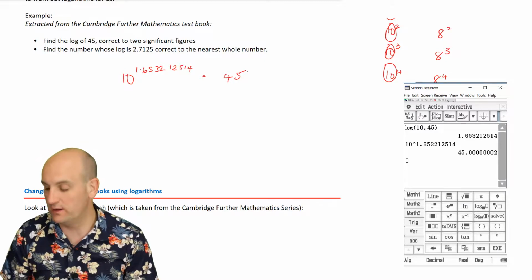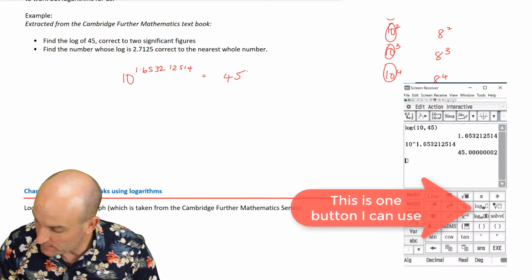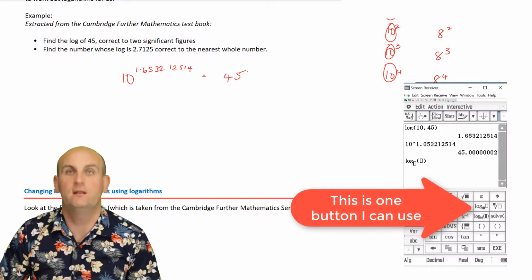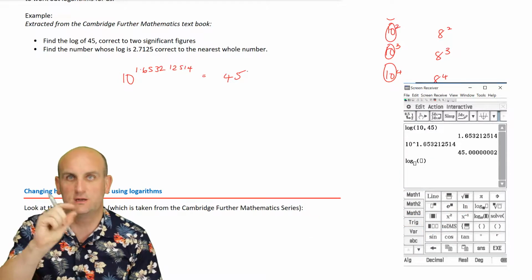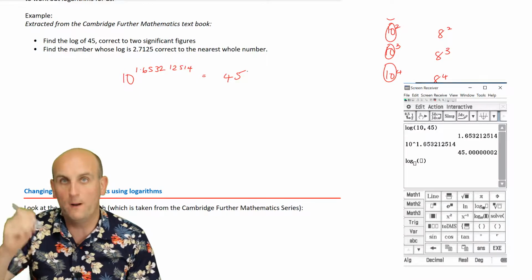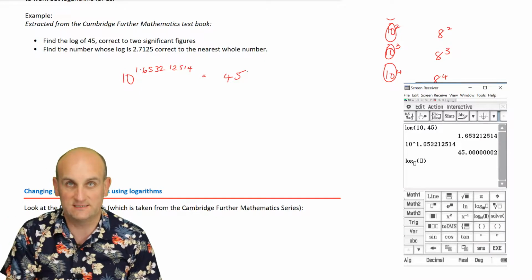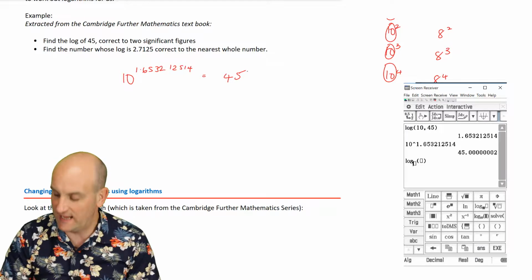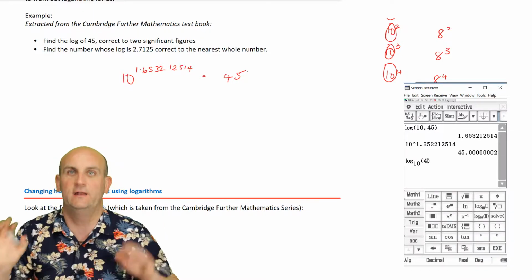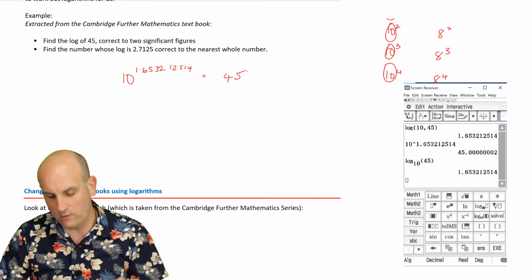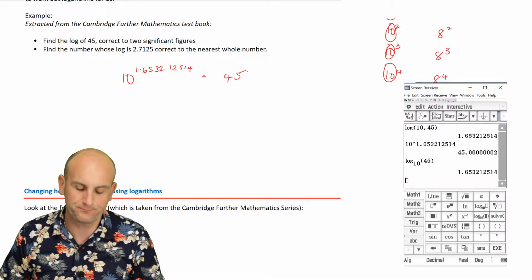Now, I said I was going to show you another way of doing it. There is another way by using this button here. Now, it does it in a slightly different way. This is when we want logs. Now, you'll notice there's two little squares we've got to fill in. The bottom one, the one below, is looking for the base. And you will always use base 10. So that's the first one done. And then I put 45 and I hit enter, and whoop, whoop, once again, out comes the value we were expecting.